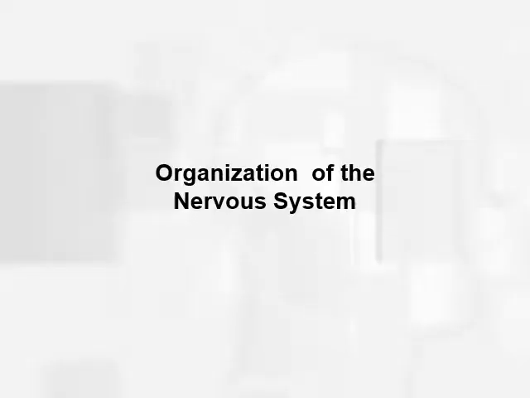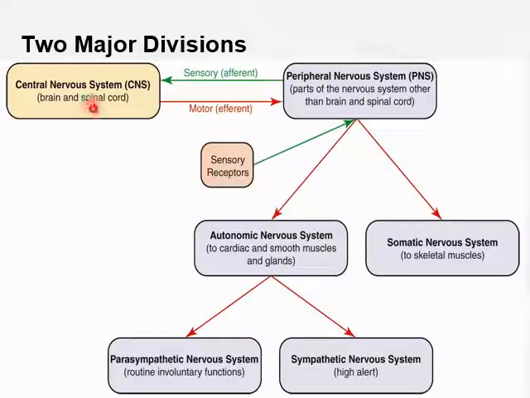So how is the nervous system organized? We said we have two parts: central nervous system and peripheral nervous system. The central nervous system is connected to the peripheral nervous system by fibers or tracts. The motor fibers carry the commands or the orders from the central nervous system to the peripheral nervous system, and these are called the efferent neurons.